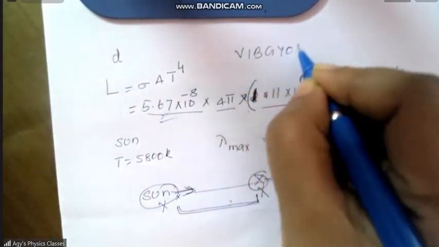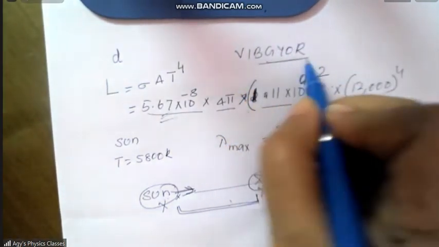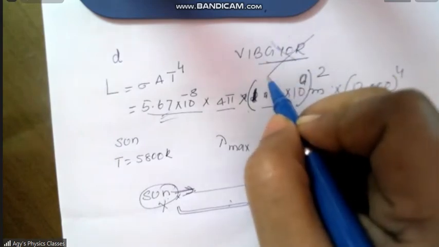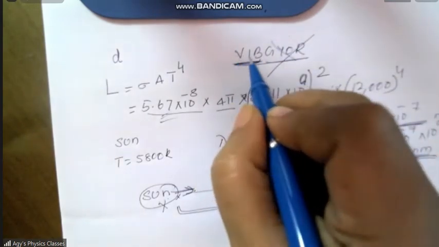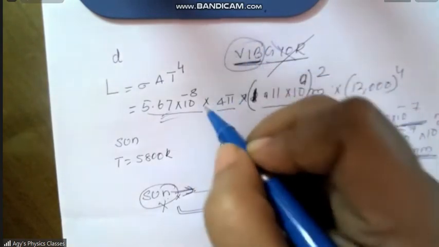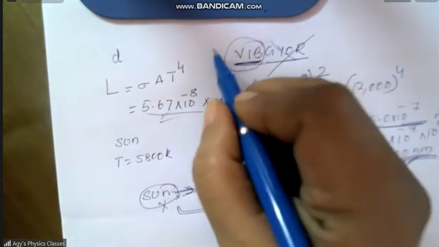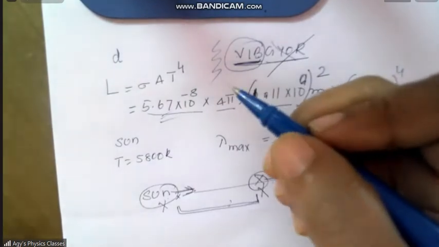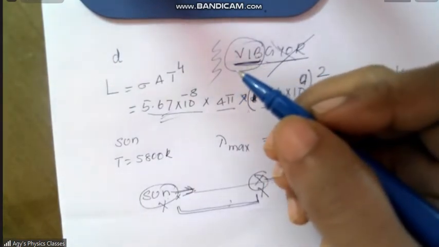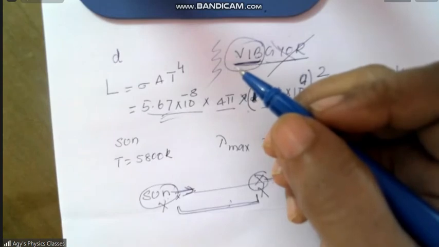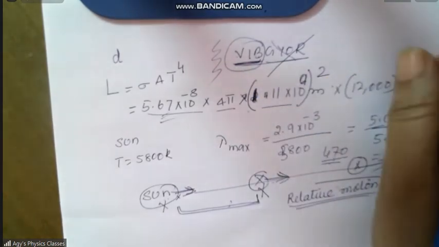Of the VIBGYOR colors, the longer wavelengths are absorbed. So what is left is the shorter wavelengths: violet, indigo, blue. A collection of these is seen by you as blue color. That is why the sky is appearing blue. All right. Yes, miss.